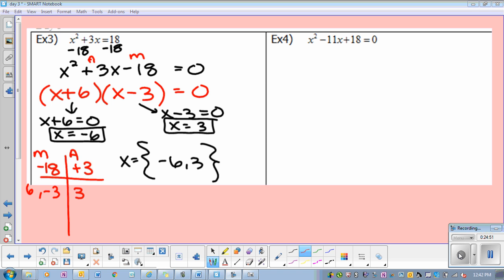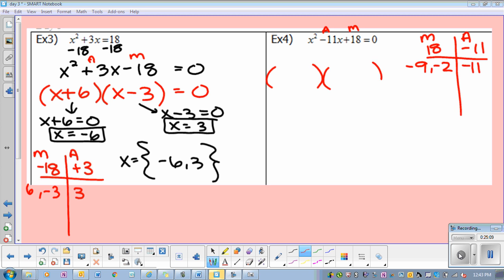All right, so with this one, there's no GCF. This is just a trinomial. Two numbers that multiply to give me a positive 18 and add to give me negative 11? Negative 9 and negative 2. Since it's a plain old x squared, I can go straight into my double parentheses. x minus 9 and x minus 2, that equals 0. Now what, guys?